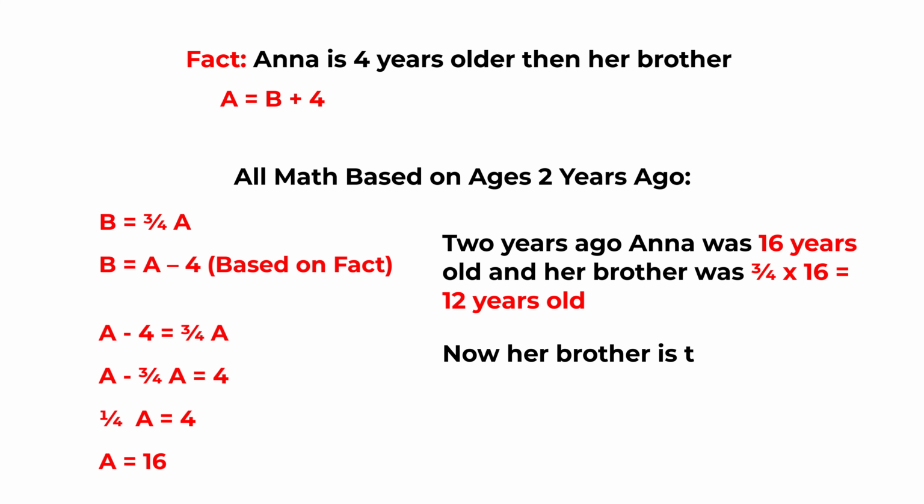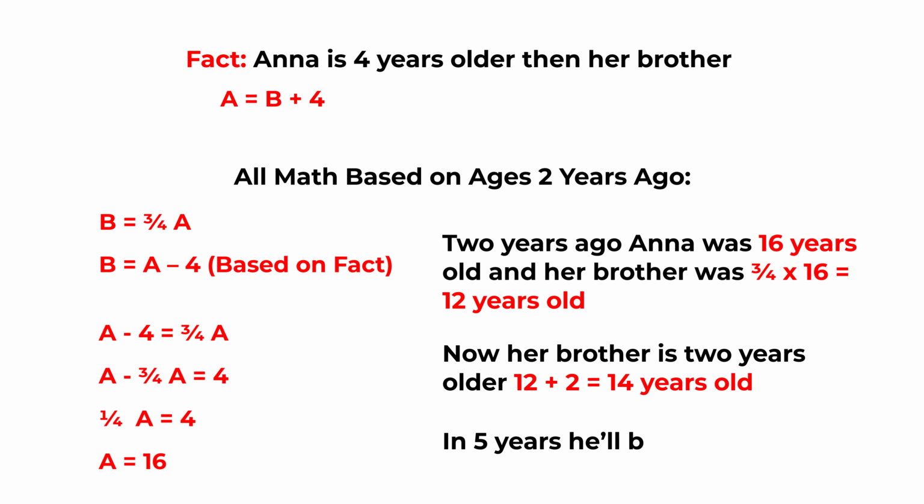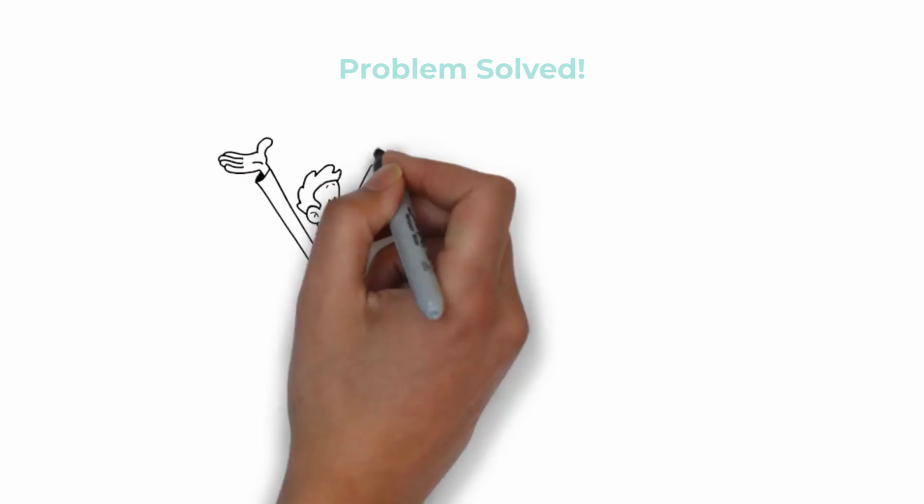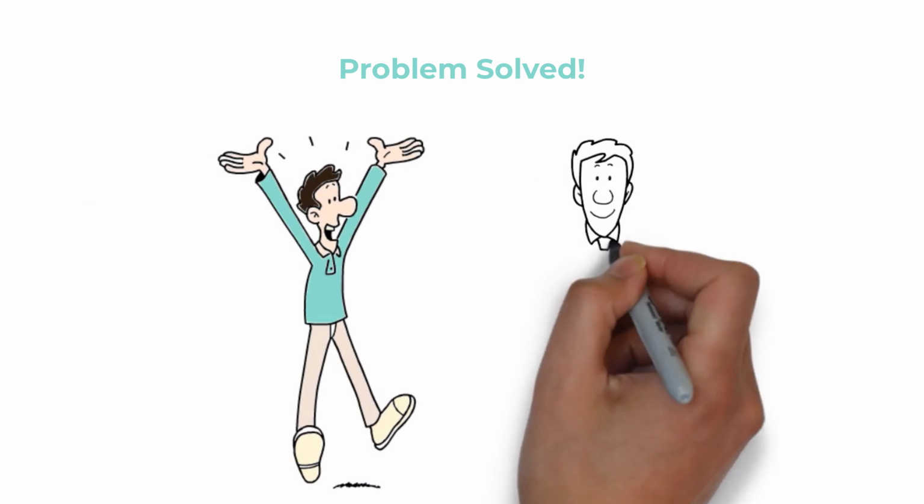Now Anna's brother is 2 years older, which can be calculated as 12 plus 2 and equals 14 years old, which means that in 5 years, Anna's brother will be 14 plus 5, 19 years old. So the correct answer here is choice C, 19 years old. Hopefully you've nailed this question and now know how to answer similar problems on the test.